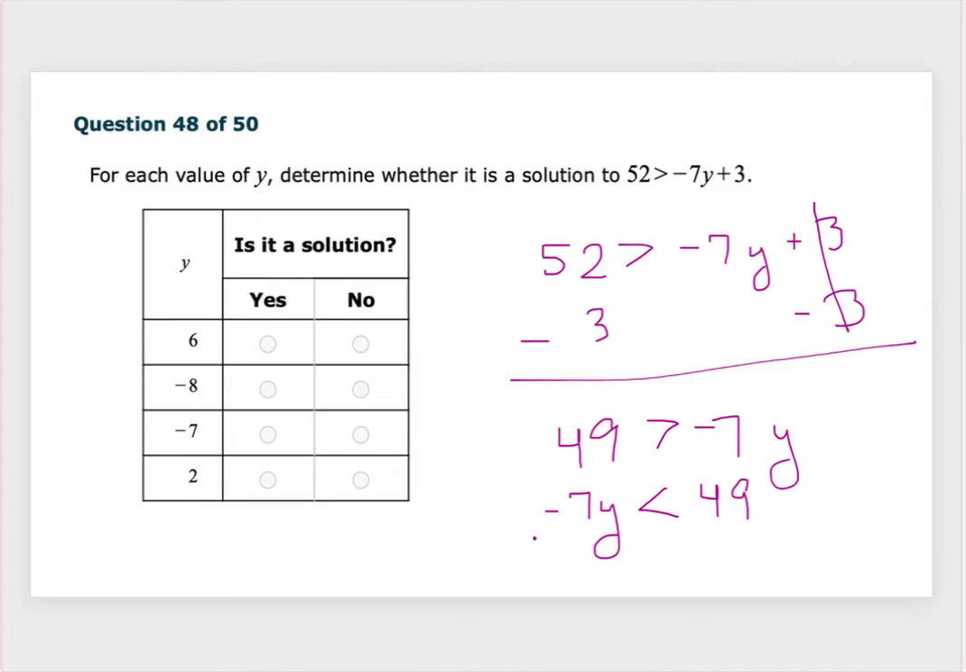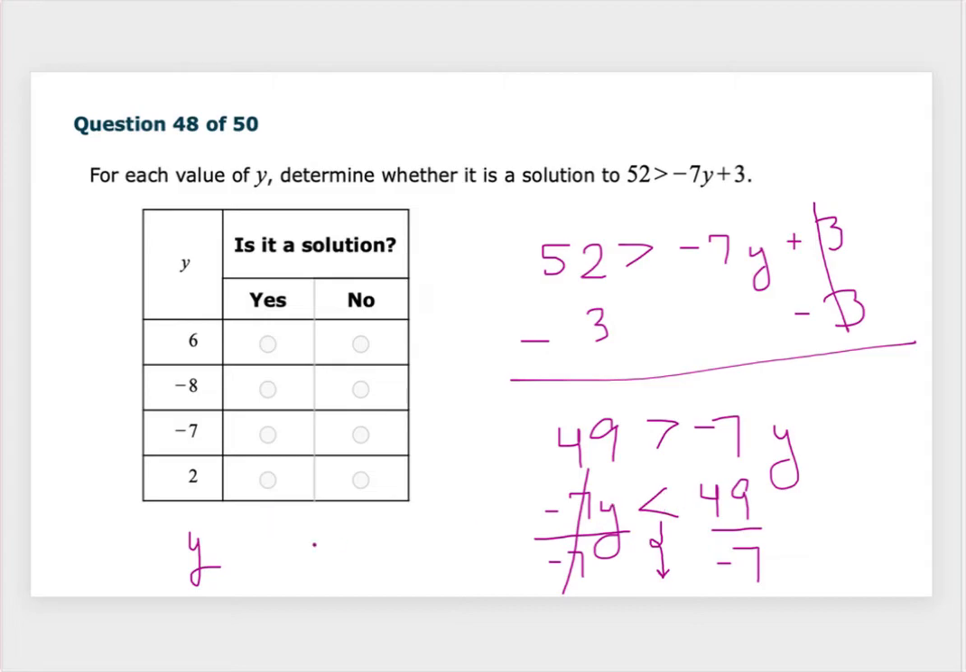Now we're going to divide by a negative 7, and we're going to divide by a negative 7 to get the y by itself. But as soon as I divide by a negative, what do I do with my sign? My inequality sign must flip to keep the inequality true. So now negative 7 divided by negative 7 is a y.